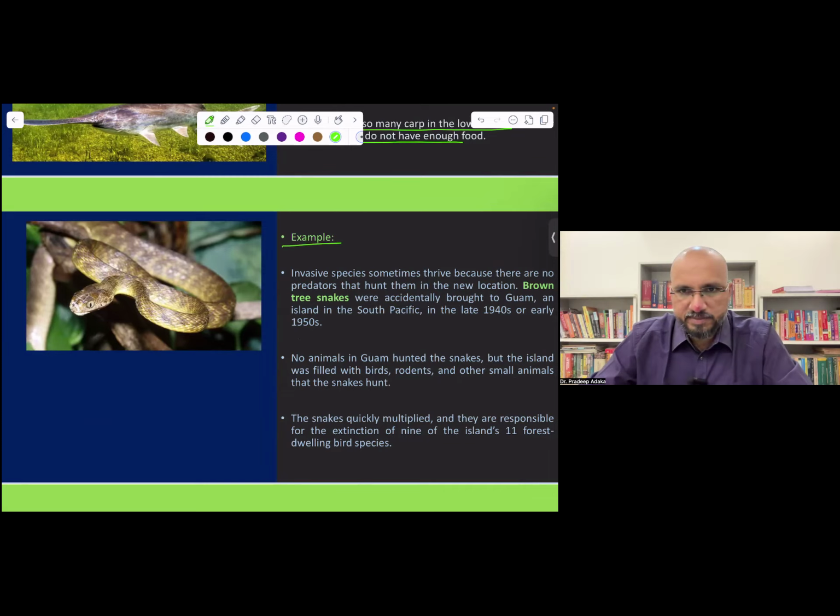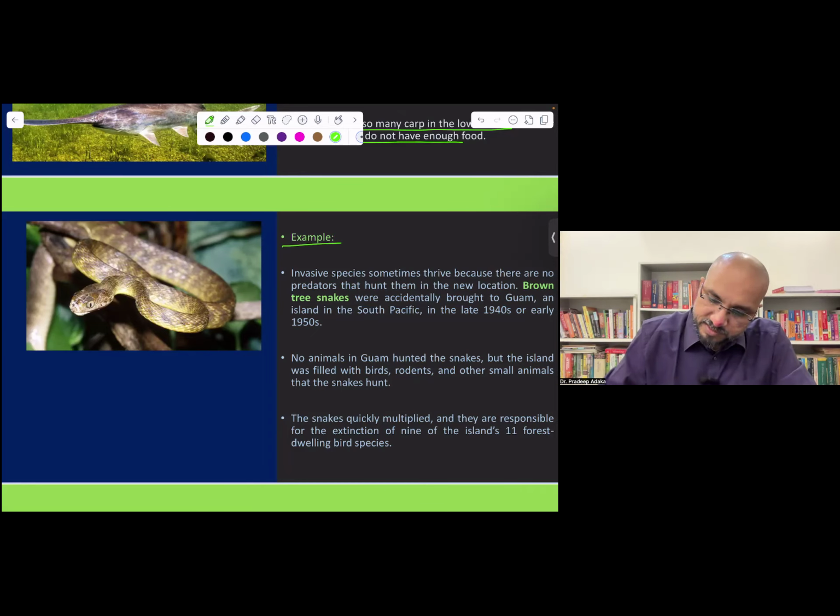So they have an army and naval base in the Guam Islands, in the Pacific Ocean. These brown tree snakes were introduced accidentally into Guam Island, and there was no other organism to stop these snakes. There were no predators of these brown tree snakes. So there was no one to stop them. And these brown tree snakes started to eat away the birds, the eggs of the birds, and the birds. So many bird species became extinct because of this invasive species.